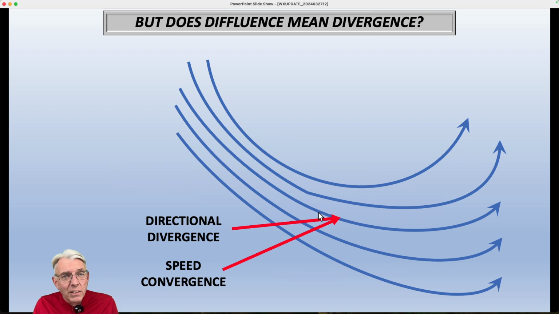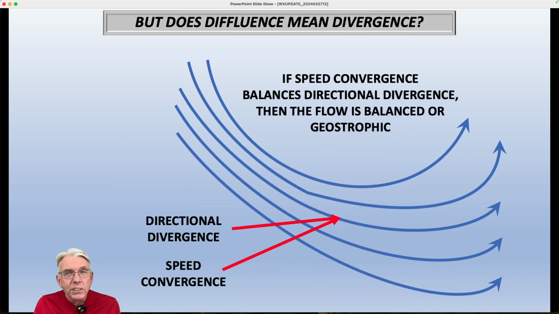And if that balances the directional divergence, then the flow is balanced, or what we call geostrophic, and basically nothing happens, okay? So when you look at an upper air map and you see the lines spreading apart, it's tempting to think that that always means divergence, but it all has to come down to whether or not the speed convergence is balancing that, or could the speed convergence be dominating the directional divergence? So these are all things that need to be taken into account. It never is as simple as things appear.